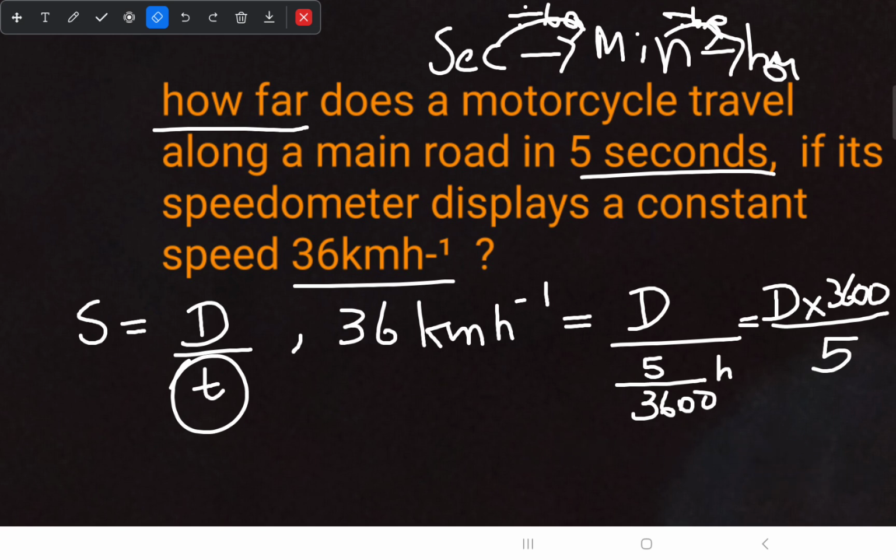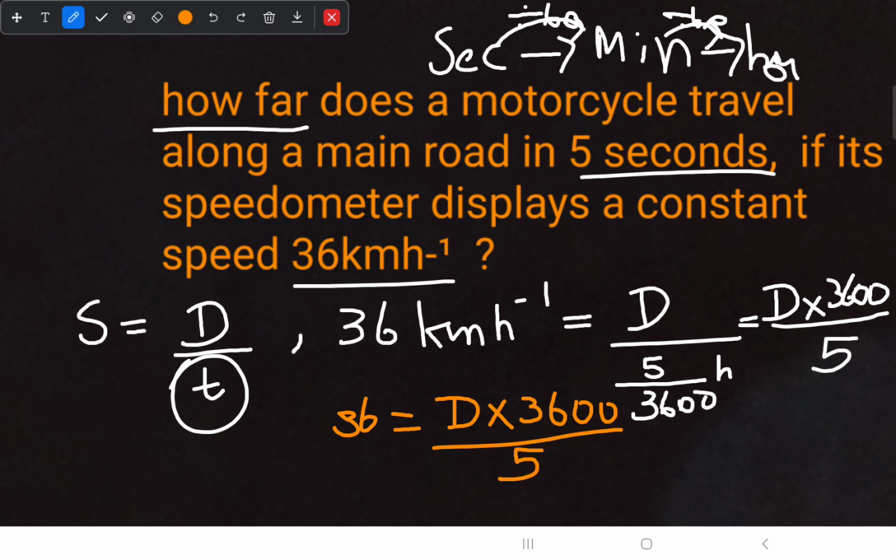Then to find the value for D, I'll write here again. 36 kilometer per hour equals D into 3600 upon 5. Here you can make D the subject. For that, you should multiply 36 into 5, and that should be divided by 3600. That will give you the distance in kilometers.